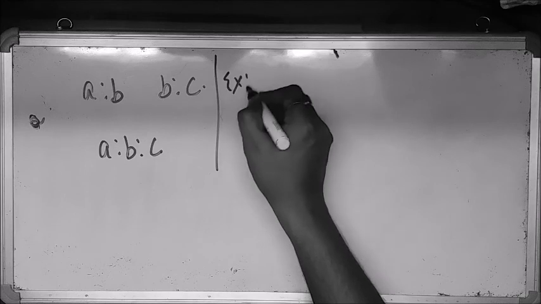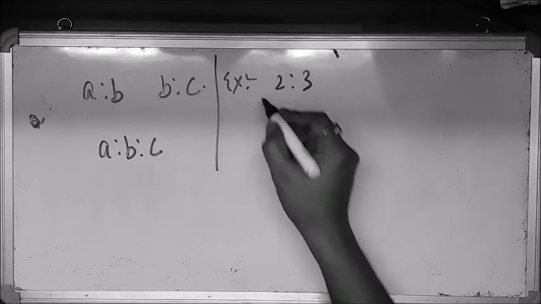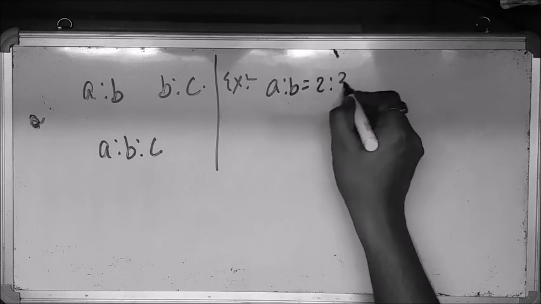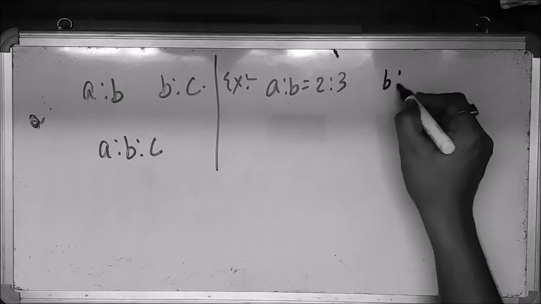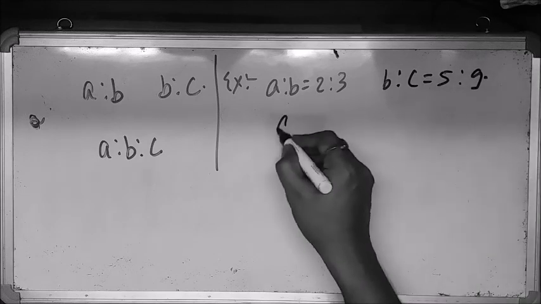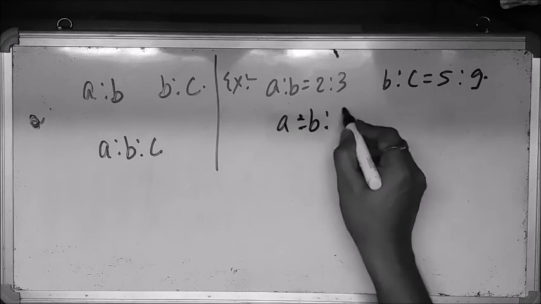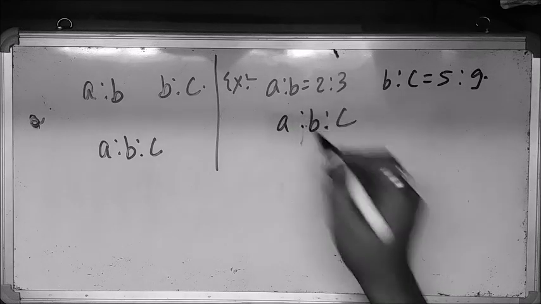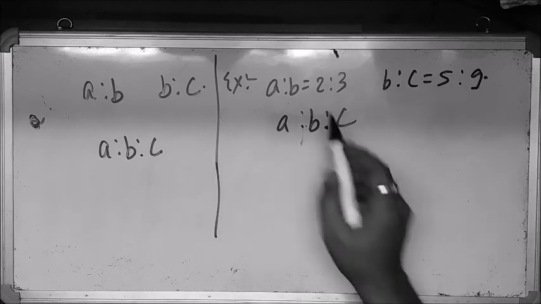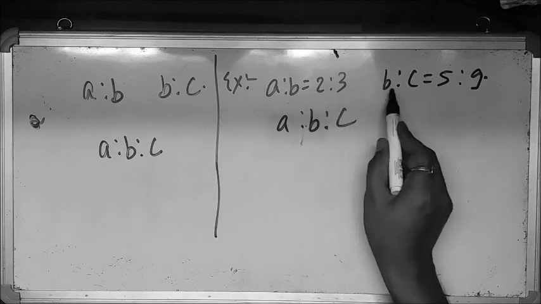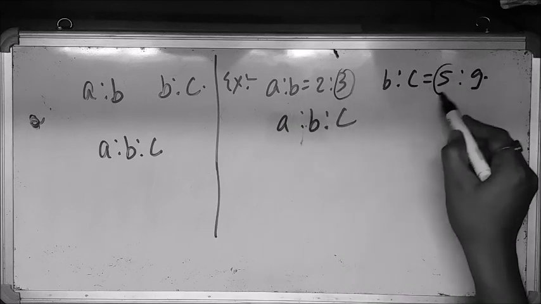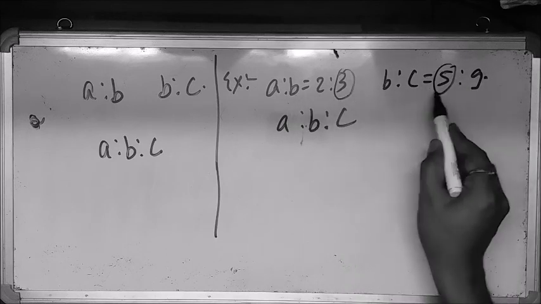Suppose given with two ratios. Suppose given A is to B is equal to 2 is to 3, and B is to C is given as 5 is to 9, and you are required to find out A is to B is to C. So how will you do that? Now whenever you get a question like this, simple funda is that you can find that B is common between the two ratios. You have to make both these things same.